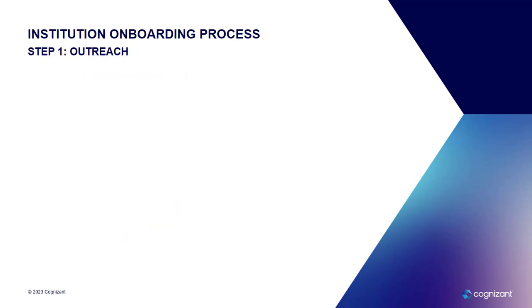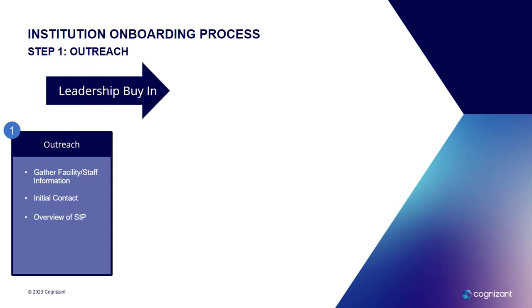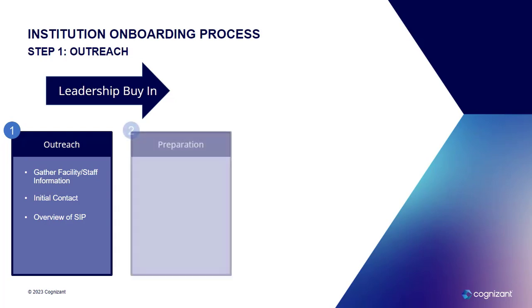The first phase of the institution onboarding process is called outreach. This involves gathering the existing facility or staff information from SIP, making initial contact with the site, and providing an overview of SIP. The goal of the outreach phase is to gain buy-in from institution leadership that they are willing to adopt SIP. The second phase of the institution onboarding process is called preparation.